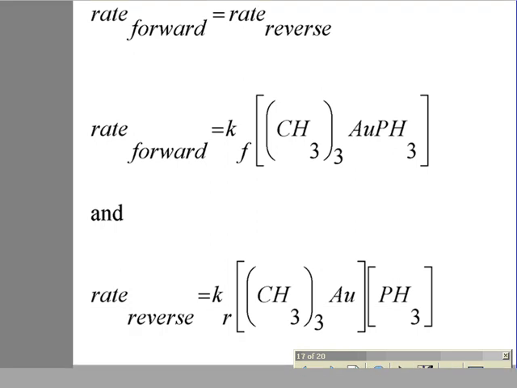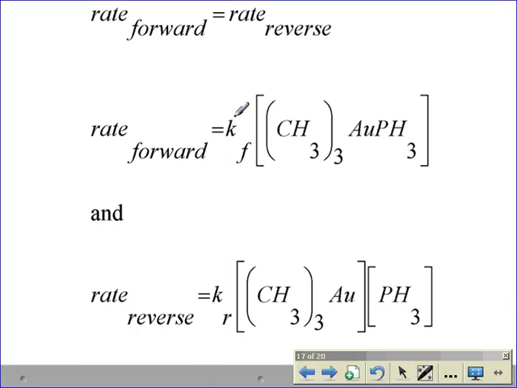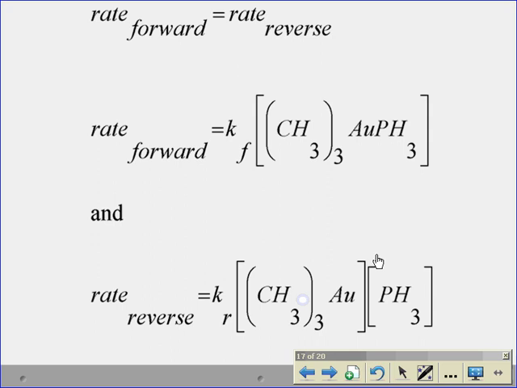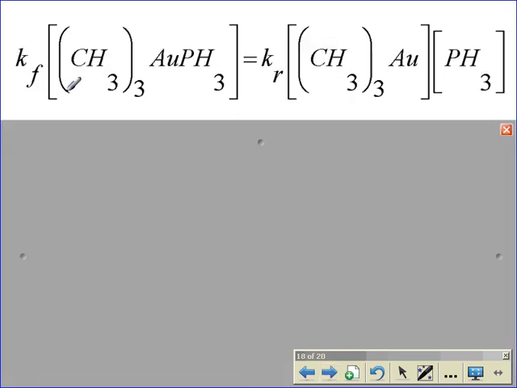And we can see that the forward rate has to be K forward times the concentration of the reactant, but the reverse has to be K reverse times the concentration of the 2 products. This product right here, that's the problem in our slow step. The rate law for our slow step is done in terms of this molecule, and we can't use it because it's an intermediate. So I set the forward and the reverse rate equal to each other.